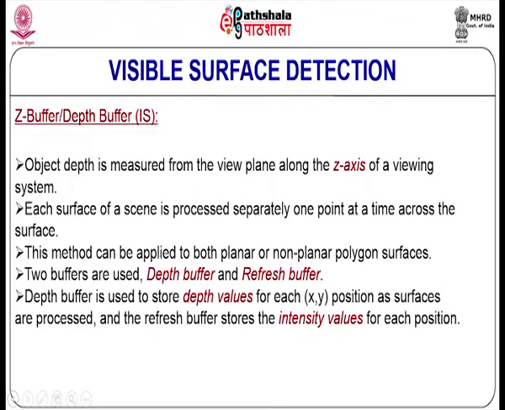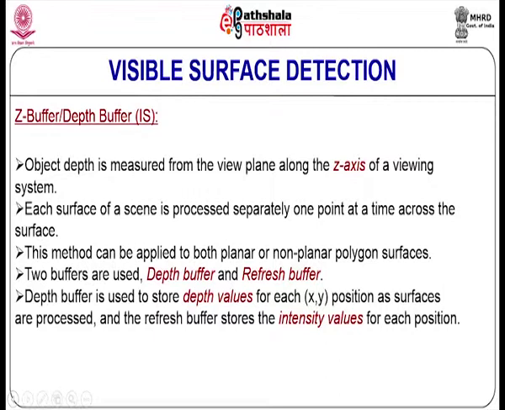Each surface of a scene is processed separately, one point at a time across the surface. So, we take one surface at a time. The method can be applied to both planar and non-planar polygon surfaces. Again, planar polygons are of interest to us. Non-planar polygons are those where one of the vertices is not in the same plane as the other vertices of the polygon. So, they are still polygons, but they are non-planar.